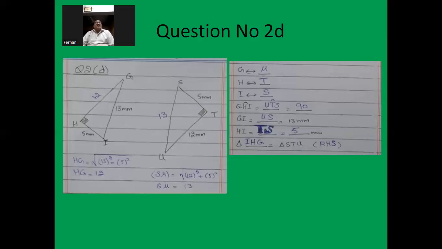So I can say that the triangle IHG is congruent to the triangle STU. The reason is RHS, which means that both the triangles in the comparison are right angle triangles. They have the same length of the hypotenuse, and one of the other sides is the same in both the triangles. So we can say both these triangles are congruent to each other. So this is the RHS property. Okay, so that was the question number 2.